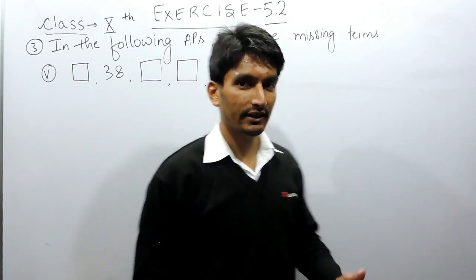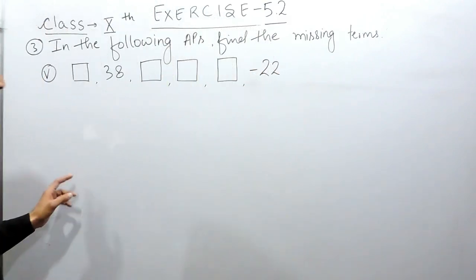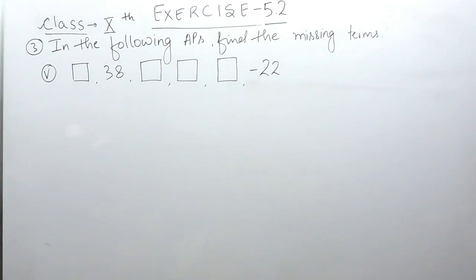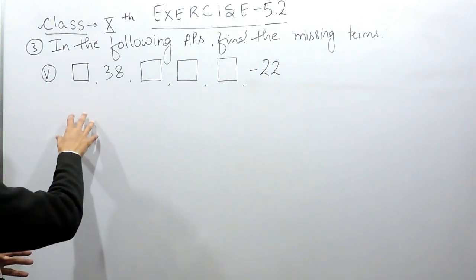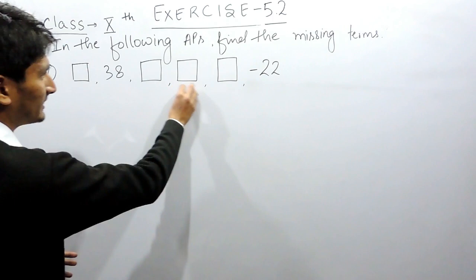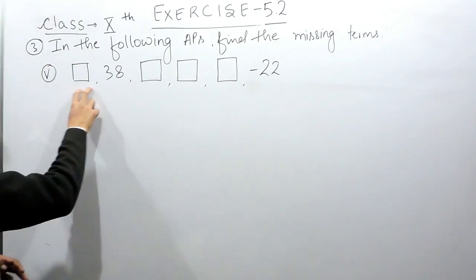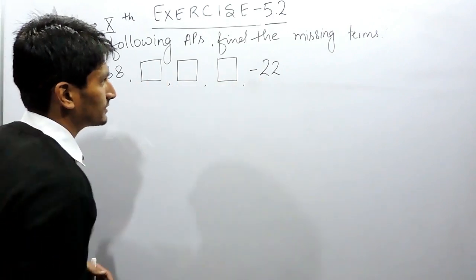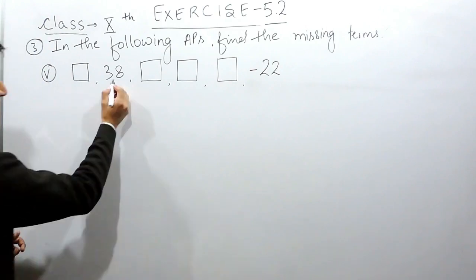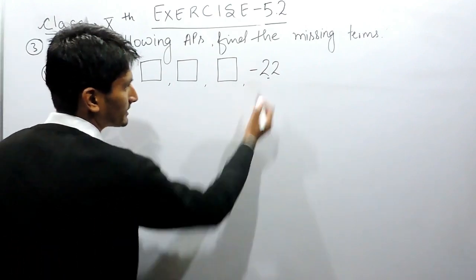Hello everyone, in this video we are going to solve the last part of question number 3. In this case also you have to find the missing terms in this AP, and there are 1, 2, 3, 4, 5, 6 terms in this AP where the second term and the sixth term is given to you.